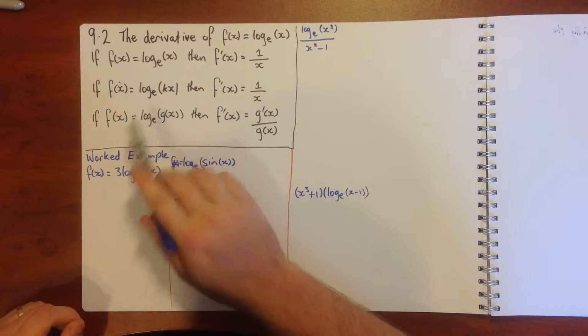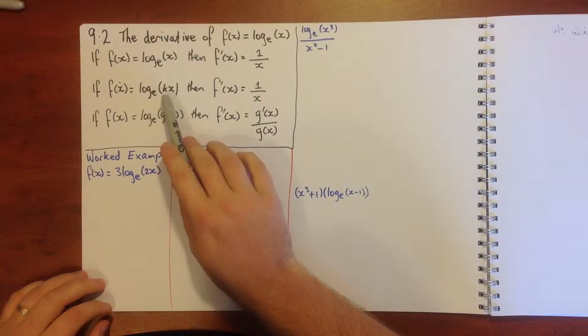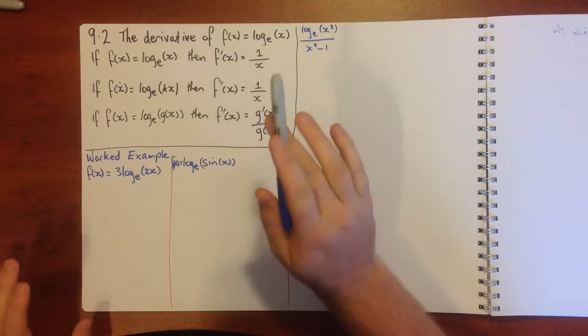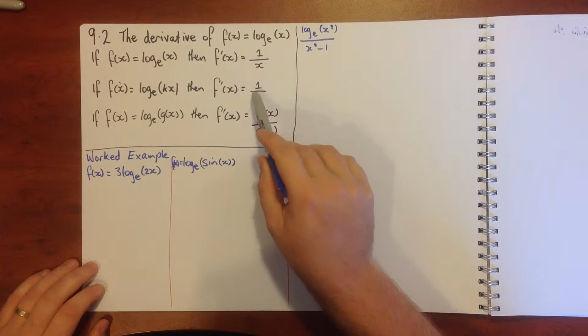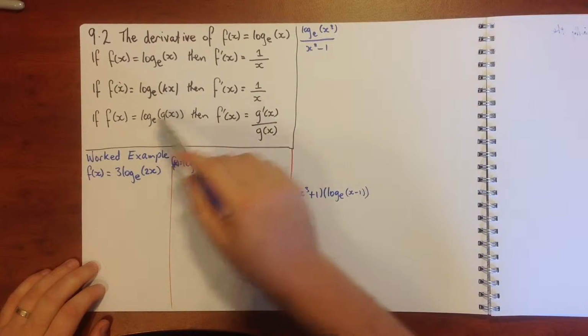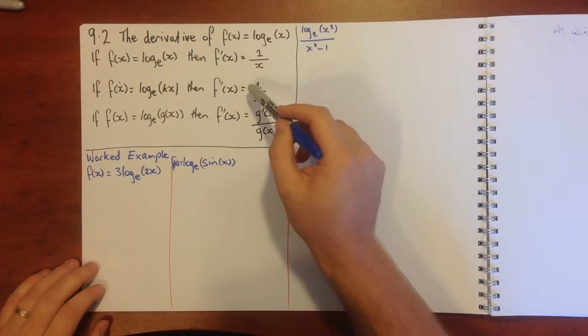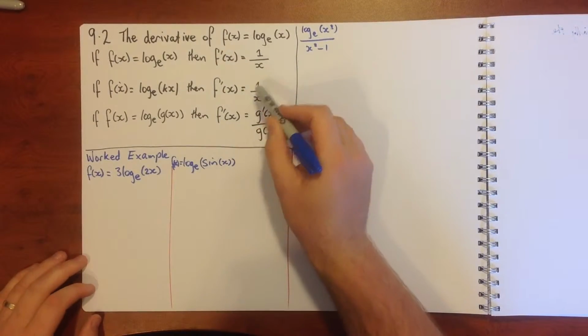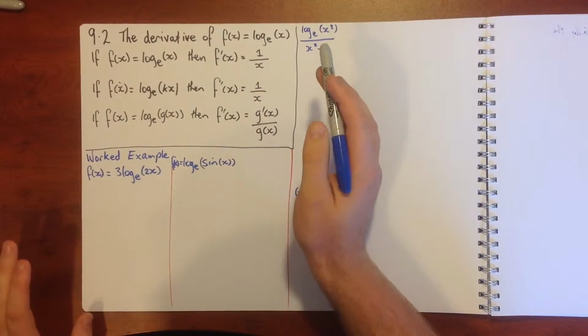If f of x equals log to the base e of k of x, then f dash of x is still just 1 on x. That's the one thing that can probably trip people up a little bit, is that a constant in front of the x does absolutely nothing to our derivative. It doesn't change our derivative at all. You could be tricked into thinking there'd be k on x, but it's not.